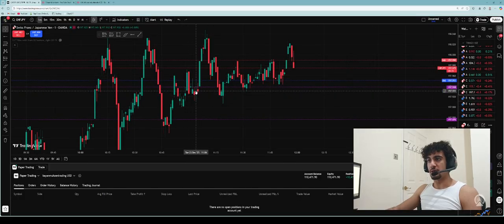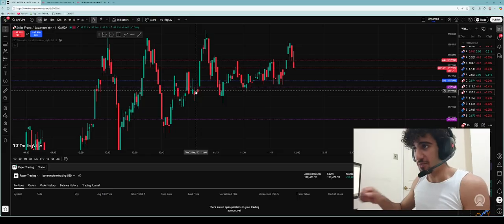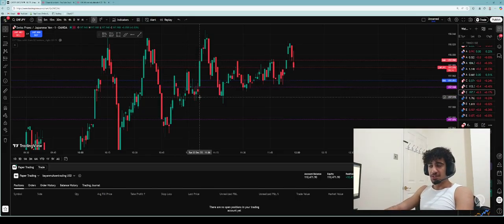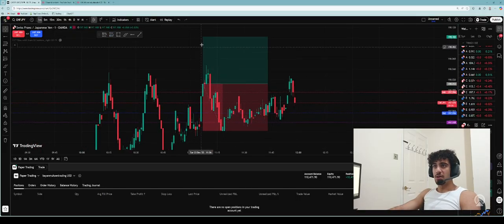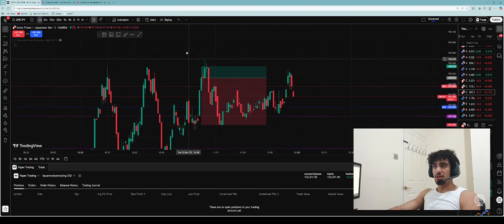into this. Sorry, I have a cough, bear with me. Into this range, and see we exit out, and here we show signs of continuation upwards. So now this would be the trade.